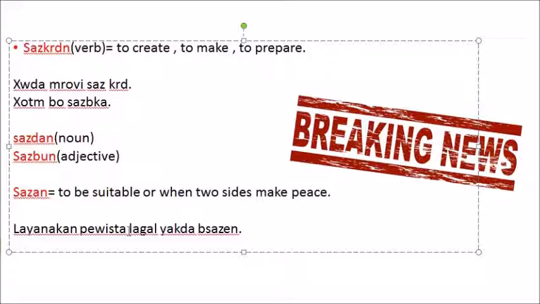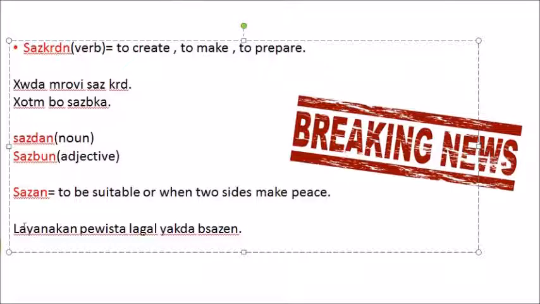If you are following the news in Kurdish, you may hear it a lot. In the past few months, I heard it a lot on political news. Basically, sazan means to be suitable, or to be suited, or when two sides make peace. For example, this sentence I usually heard on Kurdish TV: لأن كان پێویستە لەگەڵ یەکدا بسازێن. Actually, بسازێن is this, but the tense is a little bit different.